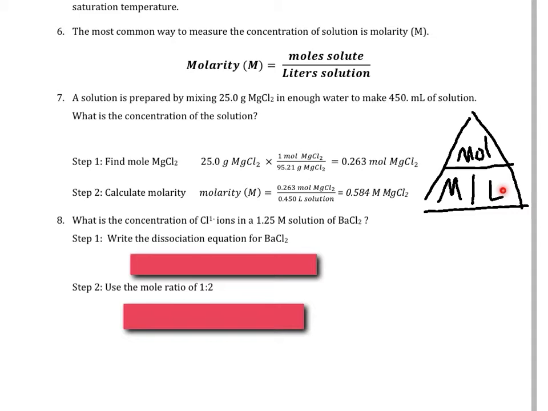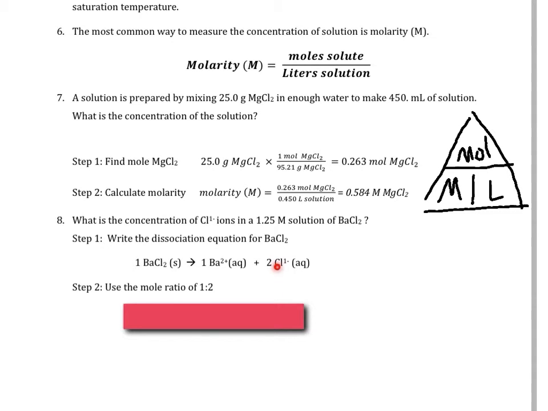Now here's another common problem that you'll see on the AP exam, and this will be talking about the ions themselves. Let's say that you're given a 1.25 molar solution of barium chloride. The question is, what's the concentration of chloride ions? The first step will be to write the dissociation equation, and in this case 1 mole of barium chloride will give you 1 mole of barium ions and 2 moles of chloride ions. So it's a 1 to 2 ratio.